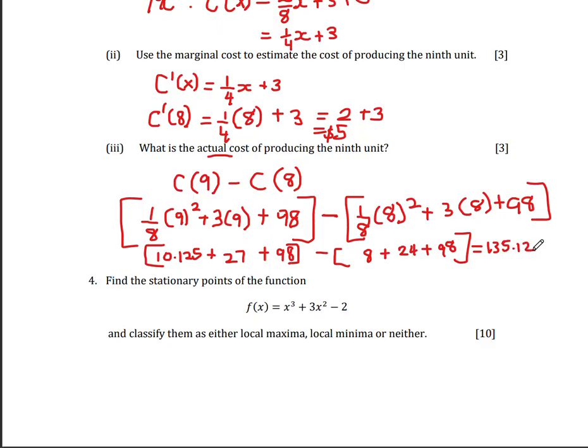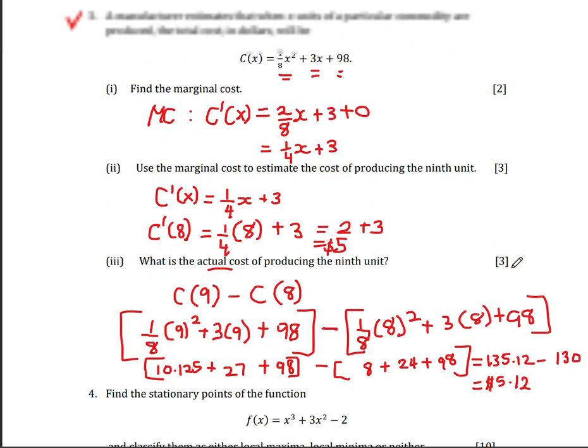135.125, and that is for this part. And we will subtract 8 plus 24, which is going to give us 32, plus 98, and that's going to give us 130. So when we subtract 130 from 135.125, we get 5.125, or about $5.12. So the actual cost of producing the 9th unit is $5.12.